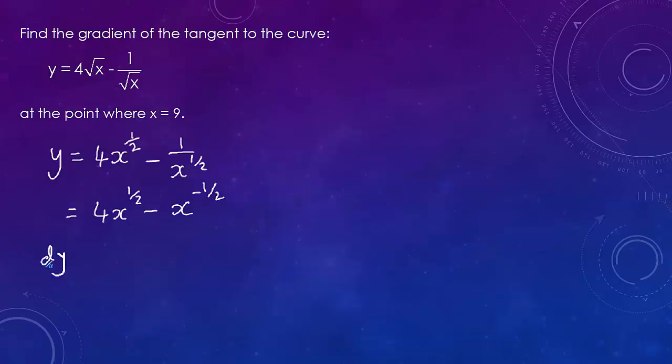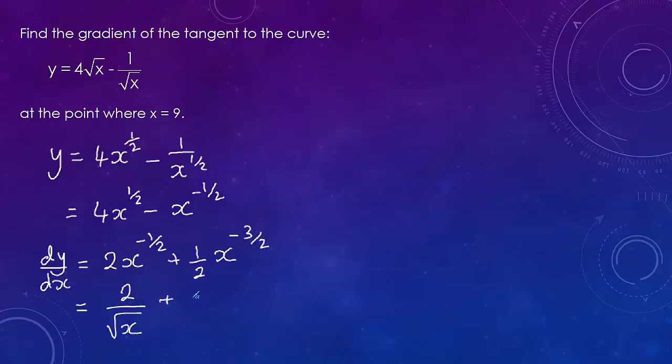I'm now in a position to differentiate. So dy dx is going to be, half comes down and multiplies. Half of 4 is 2. Reduce the power by 1. So that's going to be negative a half. Here the negative a half comes in front and multiplies. So effectively negative 1, so that's going to be plus a half. Reduce the power by 1. So this is going to be 2 divided by the square root of x plus 1 over twice x to the 3 over 2.